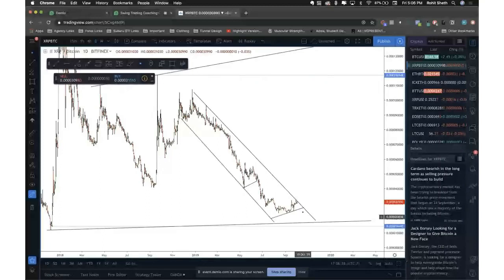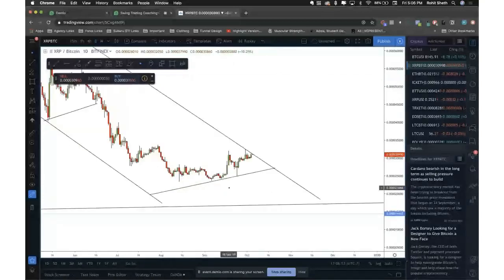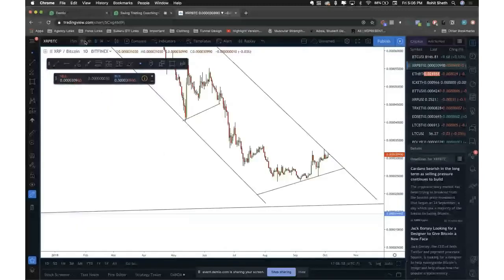And I would look for, hopefully we do get a push down. I want this to push a little bit lower because that gives me more confidence for the overall bigger move. But if we do break out, I will be looking for positions to get in here because these are signs of reversals to move to the upside.